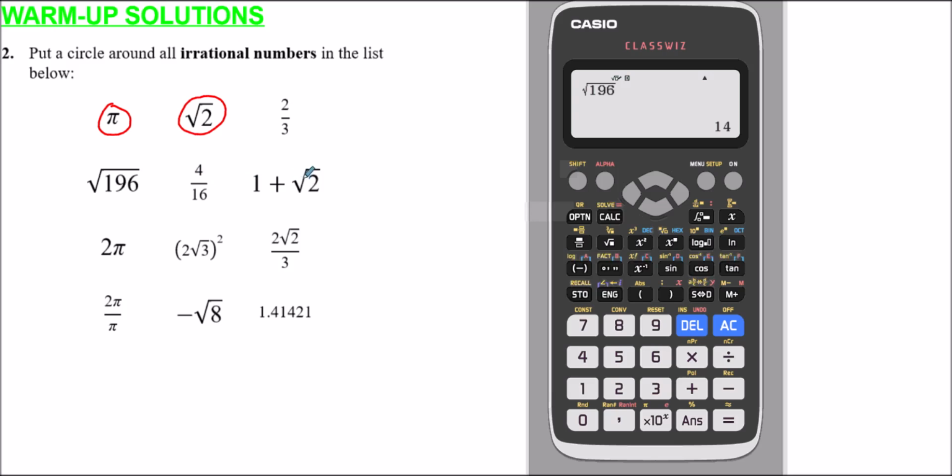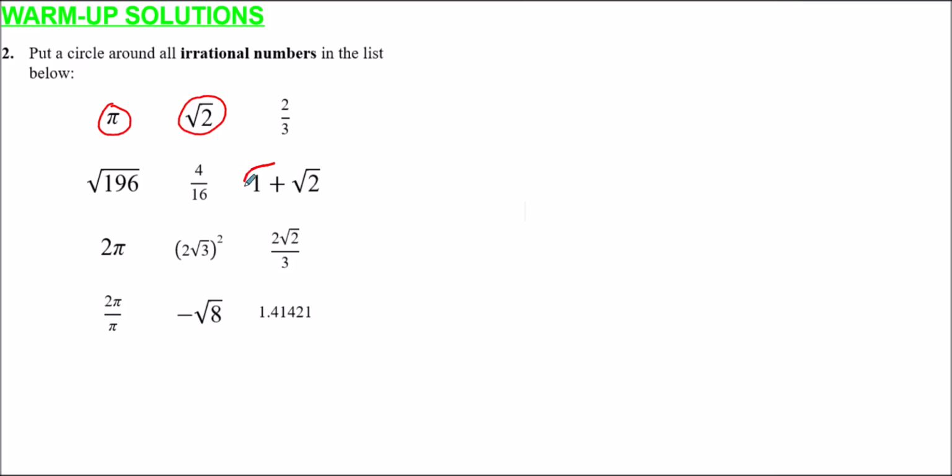1 plus root 2. If you take an irrational number and add it to a rational, we'll always get an irrational answer. So this is irrational too. If pi is irrational, 2 pi is still irrational. 2 root 3 all squared. Well, if we square 2, we get 4. But if you square root 3, then actually that will become 3. So this is going to be 4 times 3, this is 12. So that's a bit of a trick. This is actually rational. This one here is irrational, so circle that one.